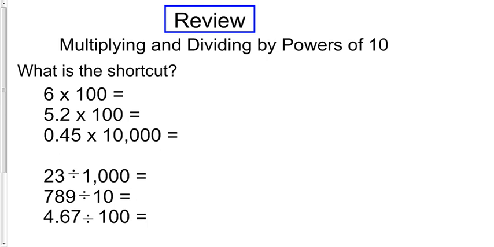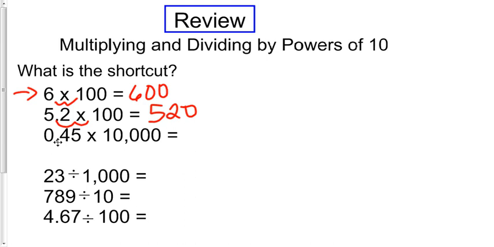But what's really happening here is that my decimal point, when I'm multiplying by a power of 10 greater than 1, is moving to the right however many zeros I have in that power of 10. So 2 zeros here, so this decimal point is moving 2 times to the right. Same thing here, 5.2, 2 zeros in my power of 10. I'm going to move this decimal point 2 times to the right, so my answer is 520.